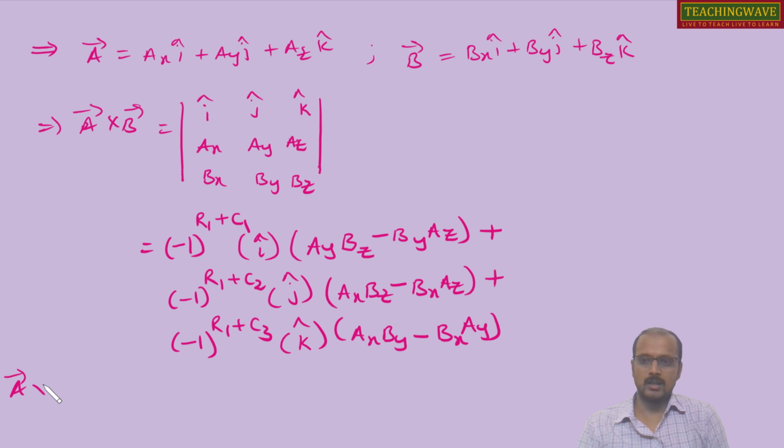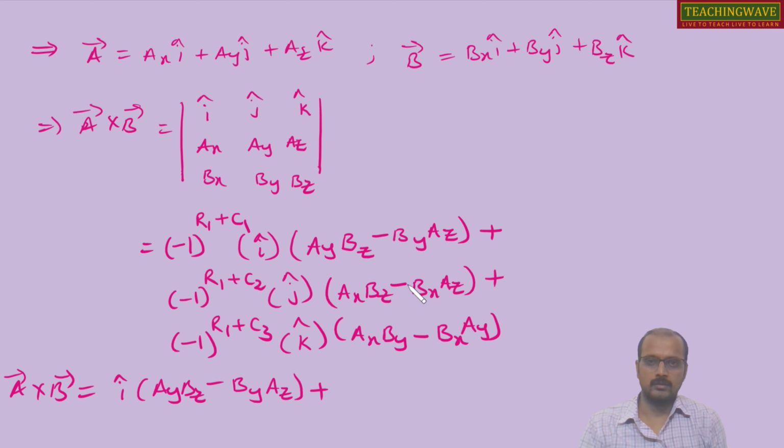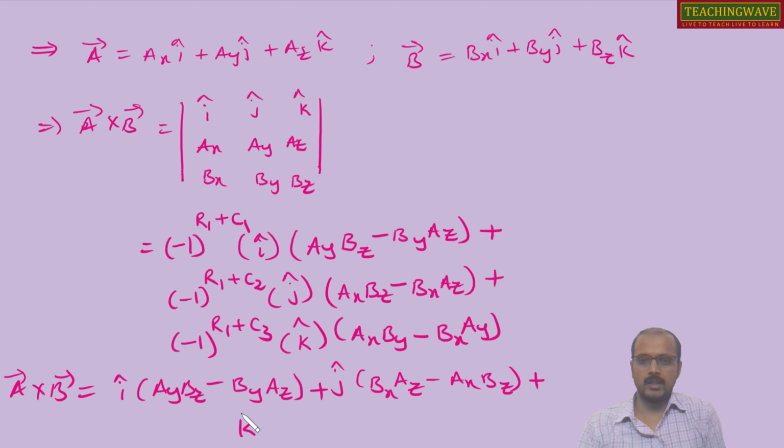Then we get the resultant: a bar cross b bar is equivalent to i cap into (a_y b_z minus b_y a_z), plus here we get a minus sign, bringing it into the bracket, j cap into (reverse order because of the negative sign) (b_x a_z minus a_x b_z), plus k cap into (a_x b_y minus b_x a_y).